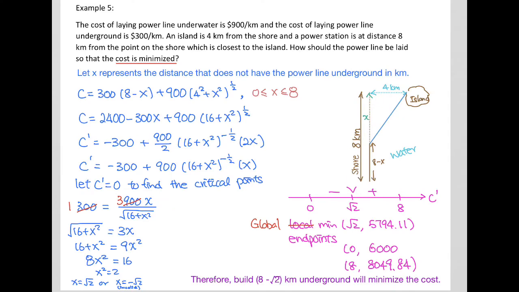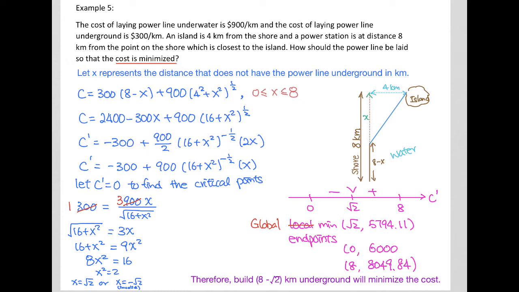Example number 5 is talking about how to build the power line from a power station to an island to minimize the cost. The first information we have is the island is 4 kilometers away from the shore. Whenever they talk about 4 kilometers away from the shore, that will be the shortest possible distance. That means it's perpendicular to the shore, so this is a 90 degrees angle right there. And there's a power station down the shoreline, which is 8 kilometers. So from the power station, we're going to build a certain distance under the ground and go across the water to reach the island.